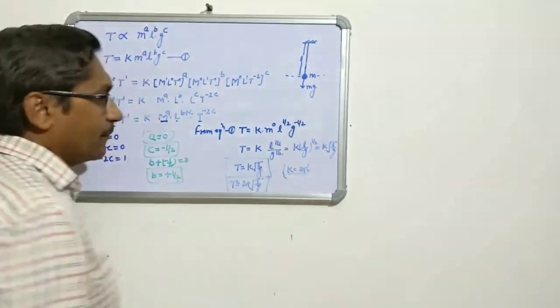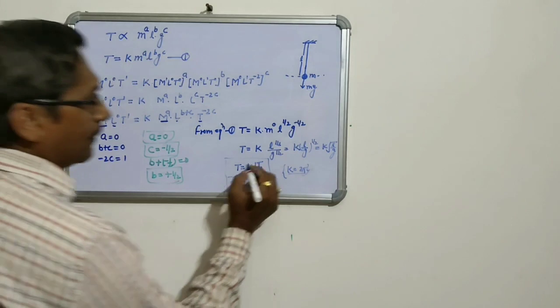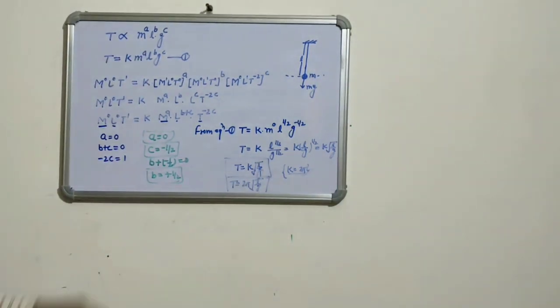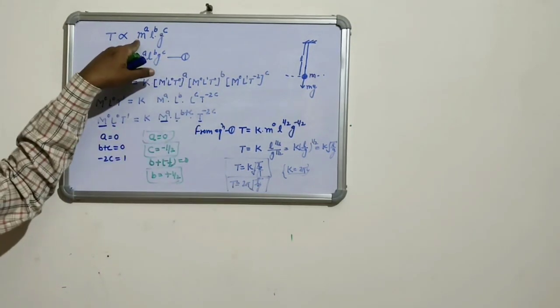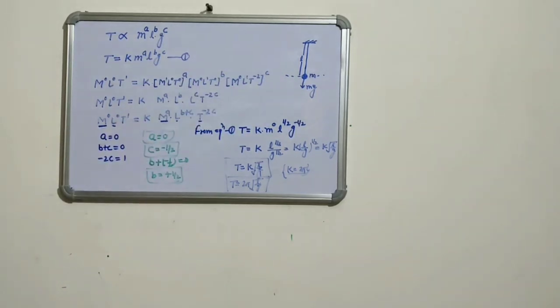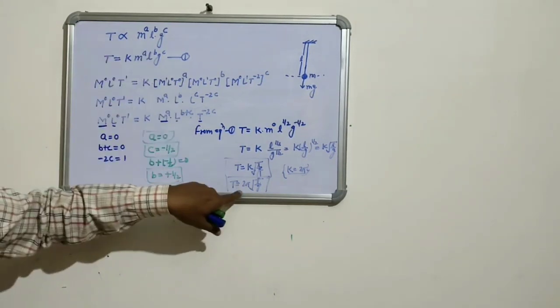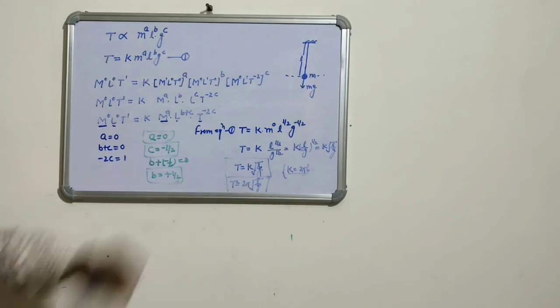T equals K under root L by G. This is the relation between time period, length and gravity. Here mass is neglected because the time period of a pendulum doesn't depend on mass. That's why we take mass at first, but after deriving the relation, mass is removed from the formula. Okay.